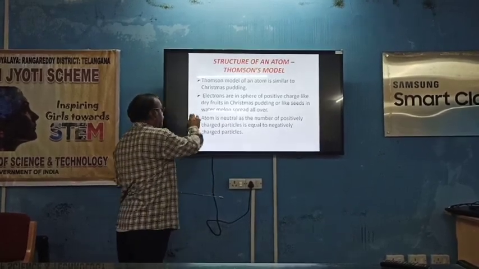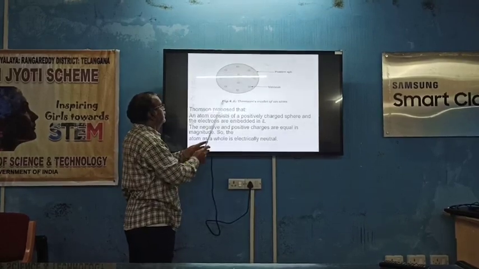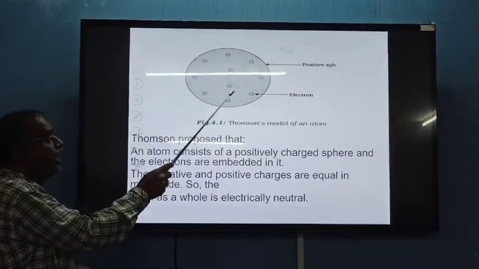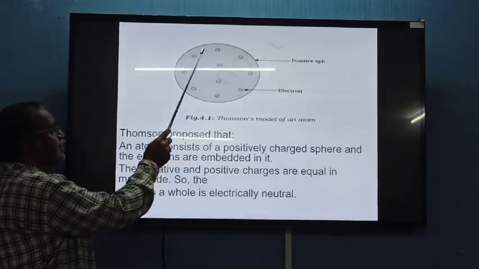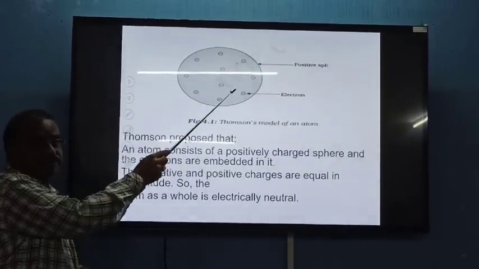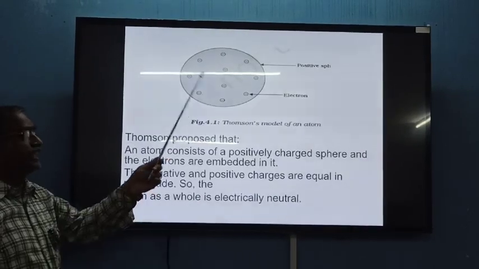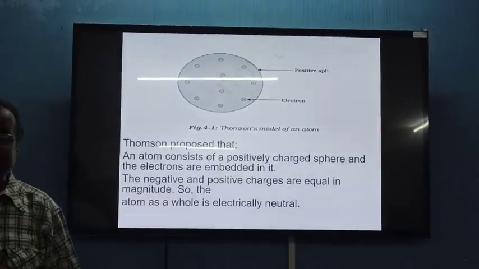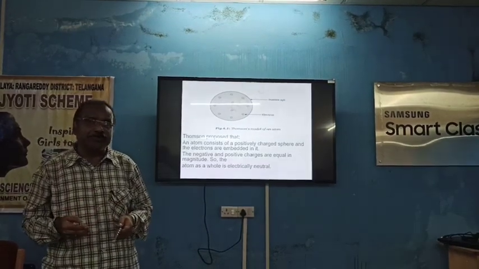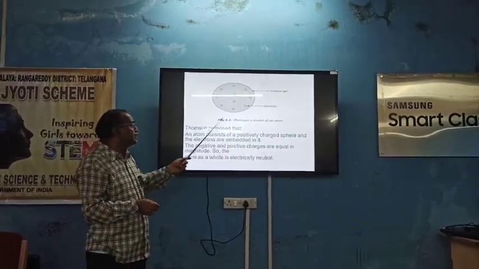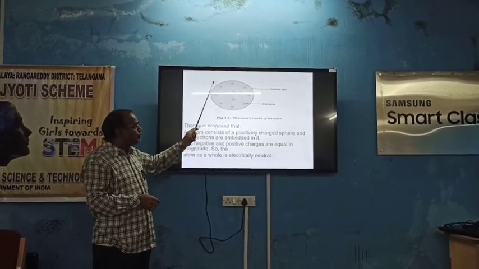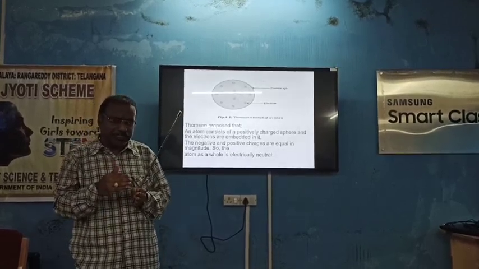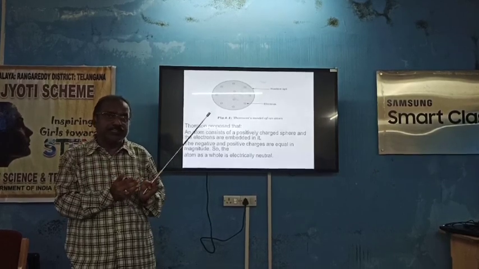According to Thomson, this is an atom. The entire atom has positive charge and electrons are embedded in it. Embedded means they are in contact. But positive and negative charges should not come in contact, otherwise it may be broken or destroyed. Still, this is the first model we are discussing, because he had some idea regarding the arrangement of the particles inside. So we study this as the Thomson model.